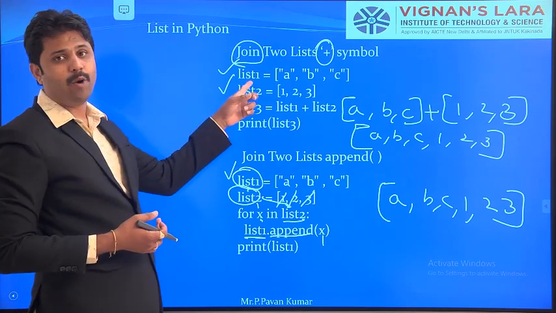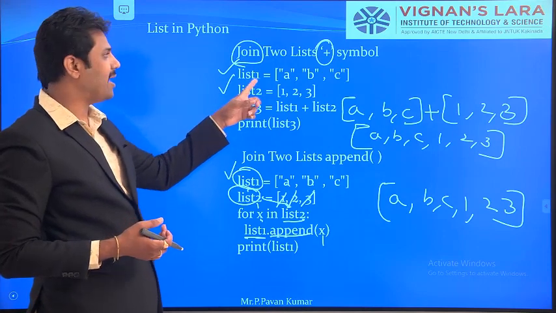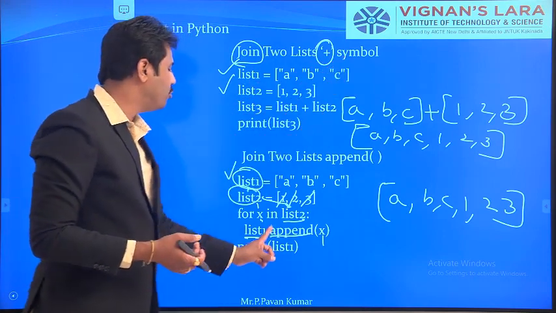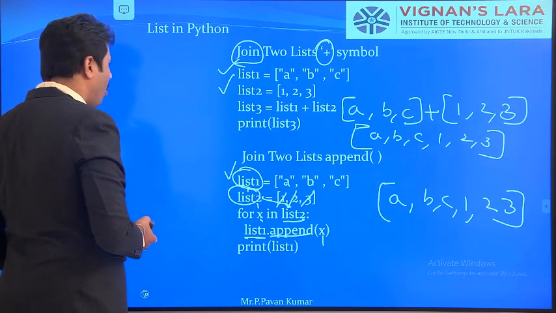Here, I am not using any for loop or anything. I just use the plus symbol. Here I am using a for loop for the same operation.